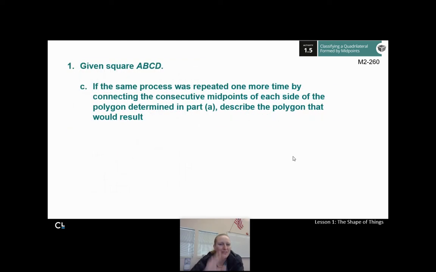So you don't have to write it all out, but if the same process was repeated one more time by connecting the consecutive midpoints of each side of the polygon that we found in part A, what would we get? So we have a square within our square. If we did those midpoints and connected it again, what do you think we would get? Go ahead and hit pause, jot down your thoughts, and then hit play when you're ready to check your work. Don't overthink it.